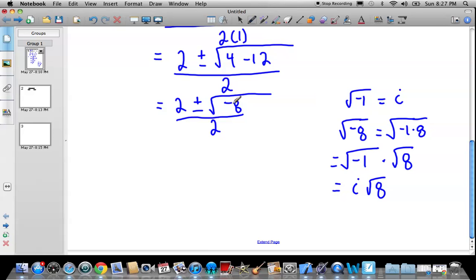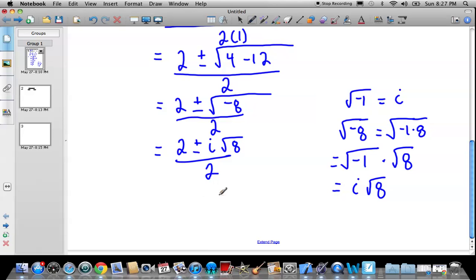Anytime I see this in a problem, this is how I know I can do it, the understanding behind it. But all I got to do really is, this is negative 8, get rid of the negative and put an i out front. So make it look like this right away. Plus or minus i root 8 all over 2. So I got rid of the negative and put an i outside the root sign.